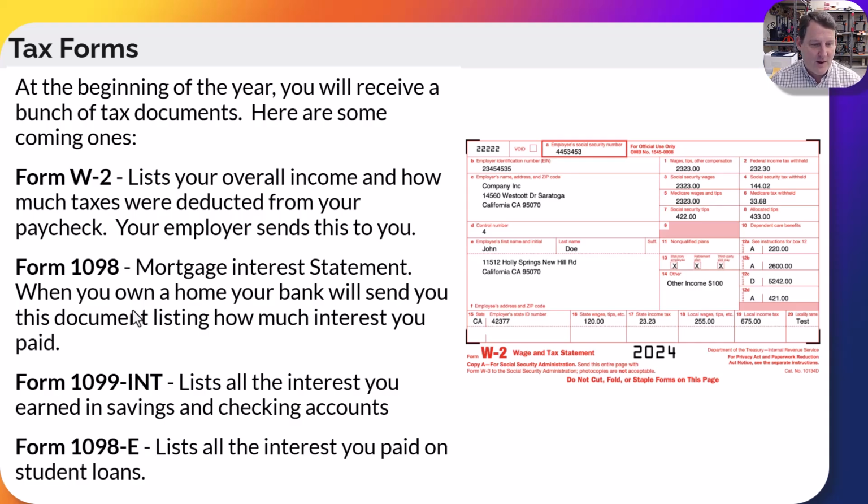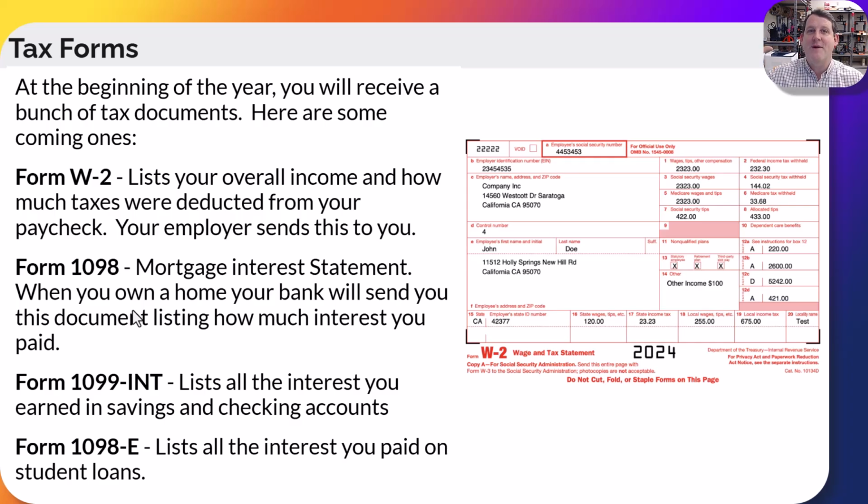And then the other big one is 1098-E. So if you go to college and you take out college loans, you can actually deduct the interest you pay on those college loans each year. Whoever the bank is that you borrowed the money from, they'll send you this form, and it will list, hey, you paid $3,000 of interest this year, and you can deduct that if you do itemized deductions. Again, if you take the standard deduction, this form won't be useful to you.